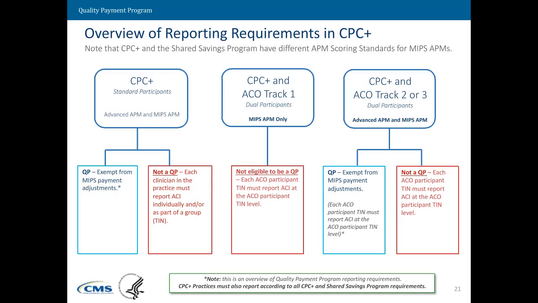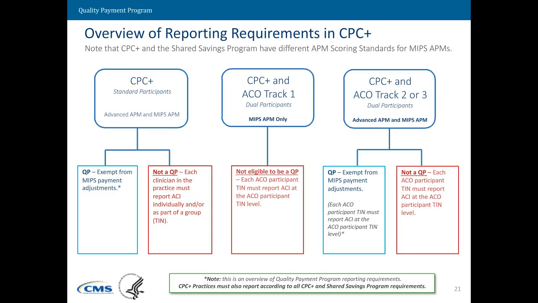Moving on to the middle boxes, for practices participating in CPC Plus and SSP Track 1, you are participating in only a MIPS APM and thus not eligible for QP status. Therefore, each ACO participant TIN must report ACI at the ACO participant TIN level and will be subject to a MIPS payment adjustment.